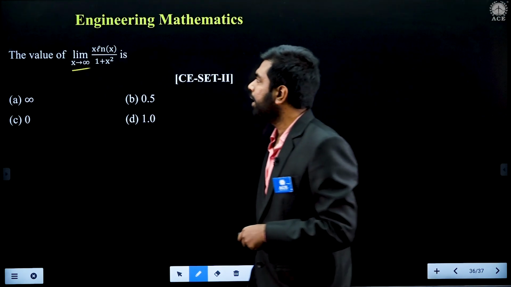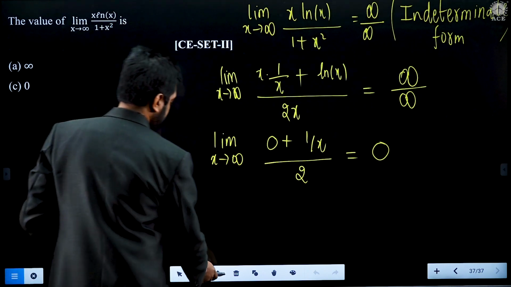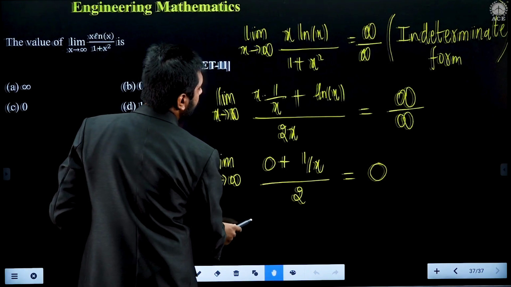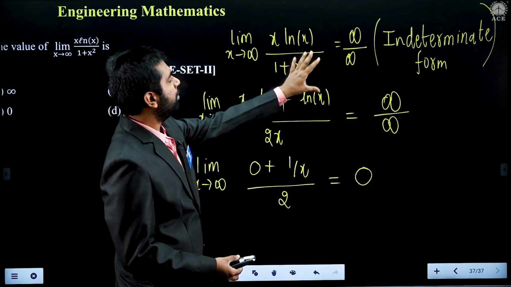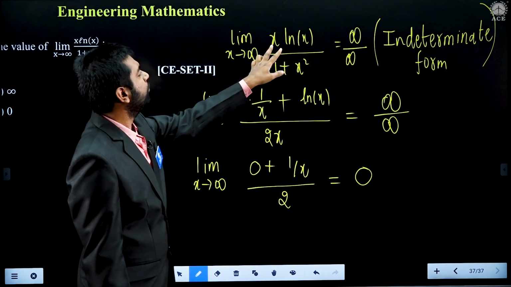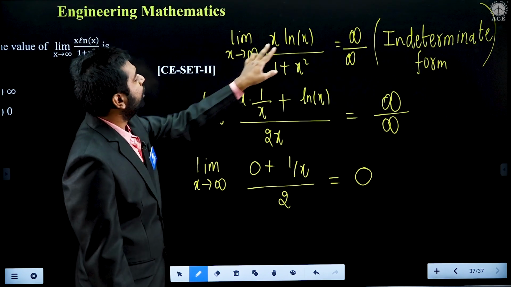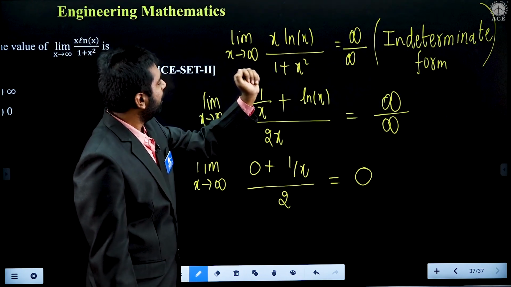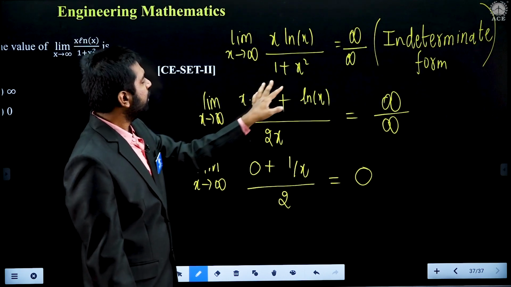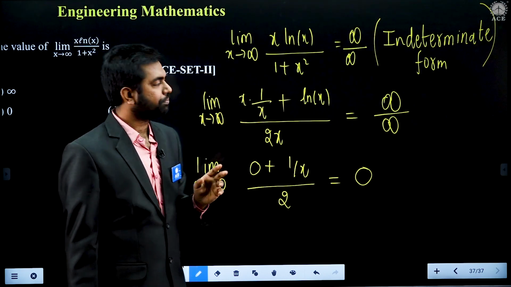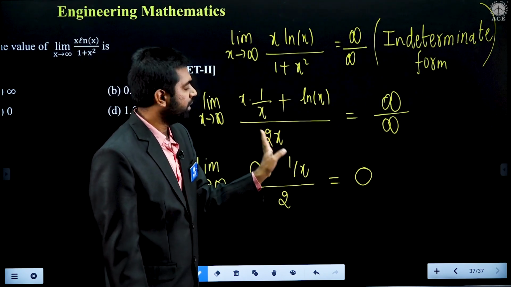Let's do that. Have a look at this. So this is the function. I have got infinity by infinity, which is an indeterminate form. Derivative of the numerator. This is something like uv. So x into the derivative of log x is 1 by x, plus log x into the derivative of x is 1. That's what is written here. And the derivative of the denominator is 2x. This cancels. Here you have 1 plus log x by 2x.